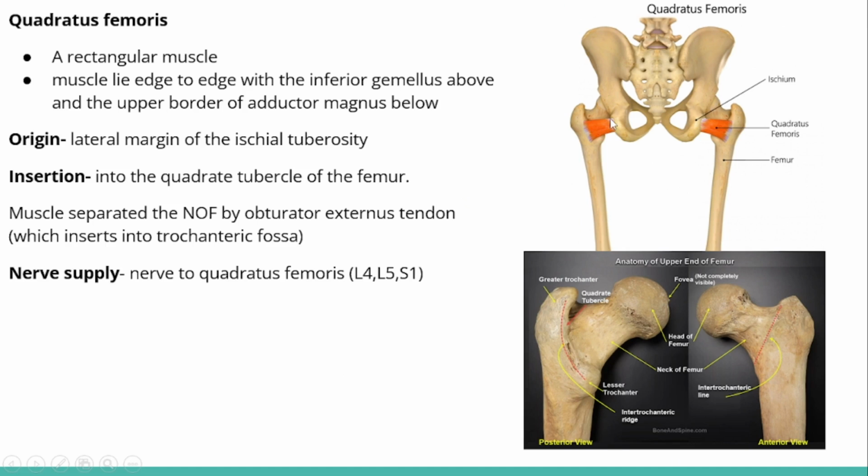Quadratus femoris muscle is a rectangular muscle. It lies edge to edge with the inferior gemellus above and the adductor magnus below. It originates from the medial margin of the ischial tuberosity and inserts into the quadrate tubercle of the femur. You can see this muscle is covering the neck of the femur. Actually, the tendon of the obturator externus separates the neck of the femur from this muscle. Quadratus femoris is supplied by the nerve to quadratus femoris.